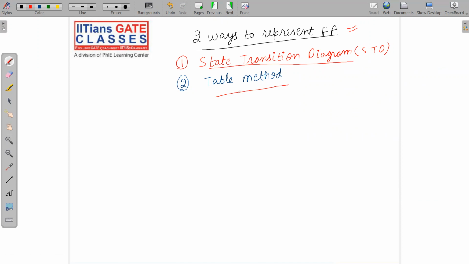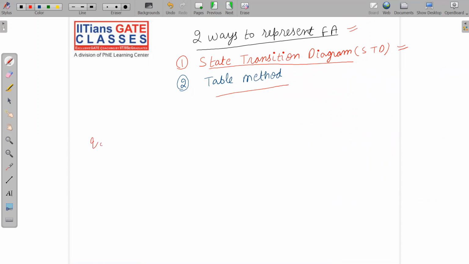Okay, since these are imaginary machines, there should be some way to represent them. You should be able to draw these machines on a copy or pen and so on. There are two ways to represent these machines, or FA: the state transition diagram and the table method. So what is the state transition diagram?